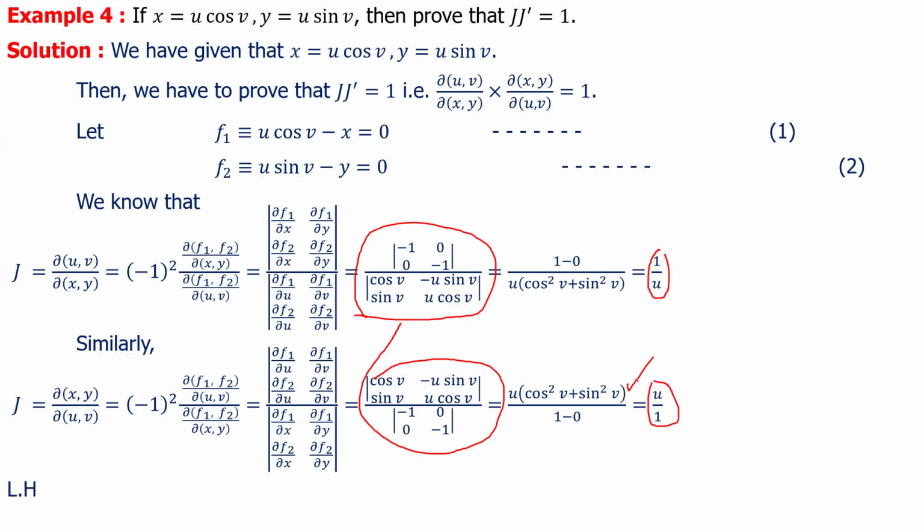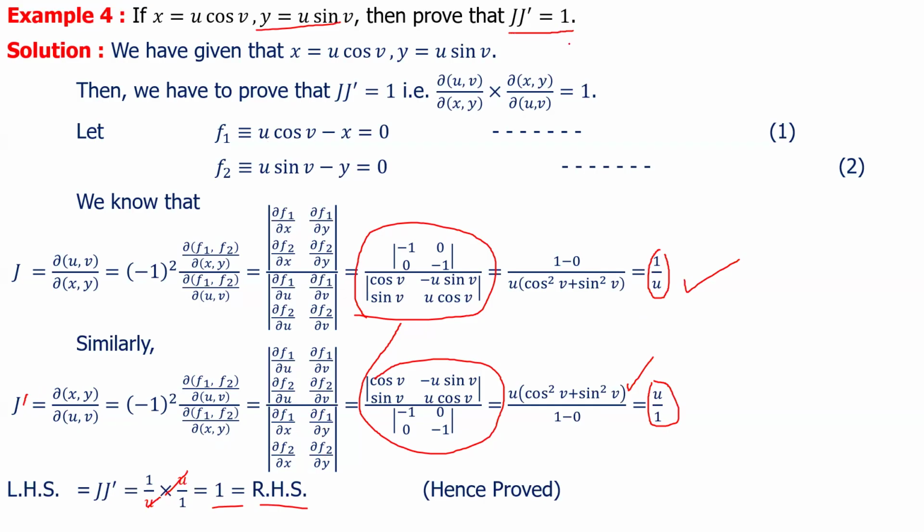So therefore, what is the left hand side? Left hand side is J', which is equal to 1 upon u, J is u upon 1, and J' is 1 upon u. So this u will cancel and we have 1, which is the right hand side. Hence, if x equals u cos v and y equals u sin v, then J' is equal to 1. Hence proved. Thank you.